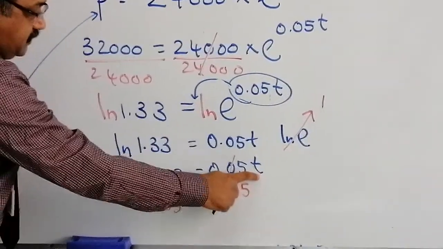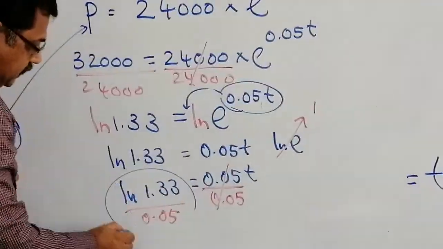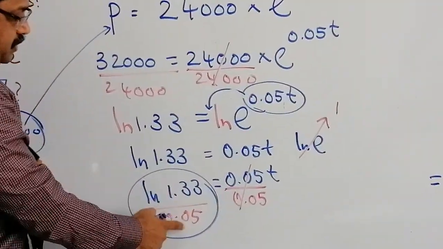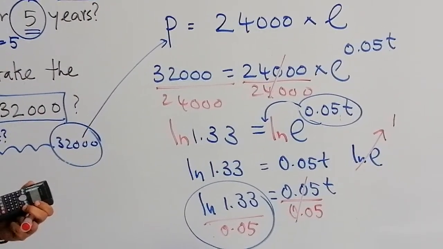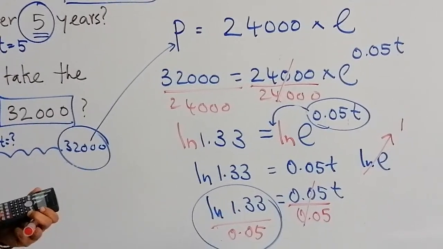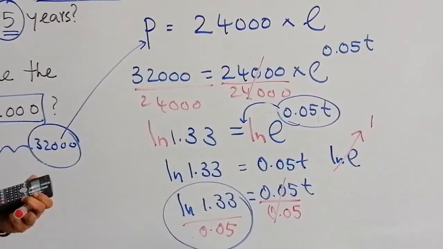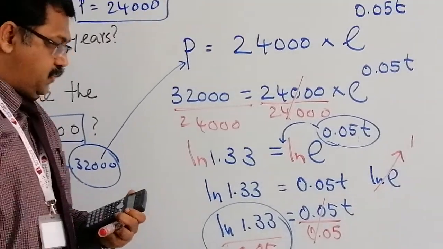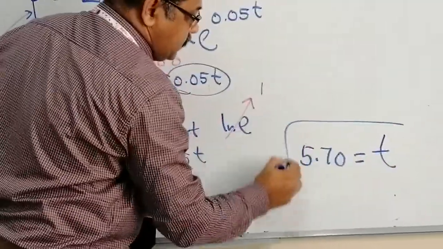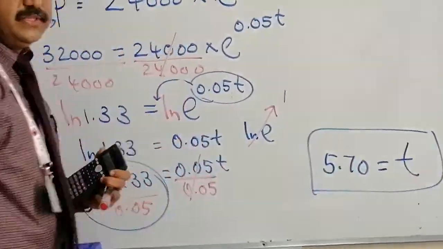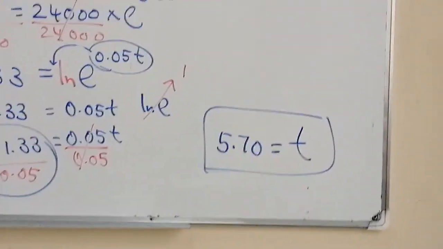Answer for t equal to ln 1.33 divided by 0.05. Use your calculator to find it. ln 1.33 divided by 0.05. This is 5.70. That means after 5.70 years, that means about 6 years, it will take to reach 32,000.